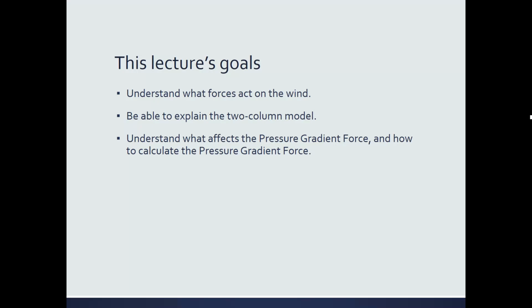Then we're going to talk about an important model called the two-column model. I'm going to blitz through it, then I'm going to give you a quick TLDR summary of it. And then I want to talk a little bit about the pressure gradient force and how to calculate it. So first let's talk about the wind. So what is wind? Well, wind is simply air in motion.